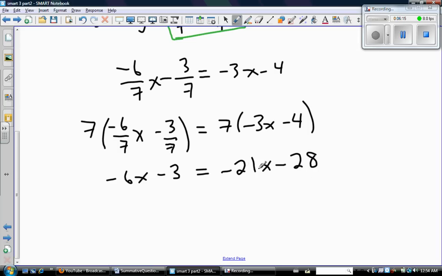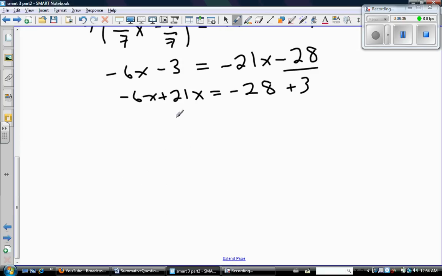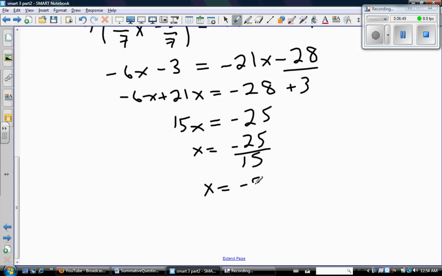Good. So now I'm going to rearrange this equation. I'm going to add 21x to both sides. So negative 6x plus 21x. Negative 28 stays where it is. Negative 3 becomes positive 3. So negative 6x plus 21x is 15x. Negative 28 plus 3 is negative 25. So x equals negative 25 over positive 15. And that reduces to negative 5 over 3. That's the value of x.